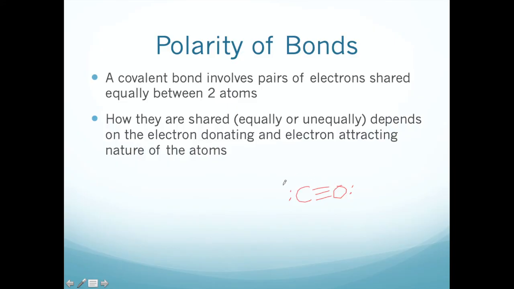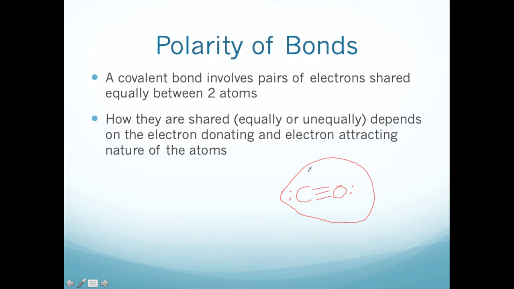So if we were to look at an electron density map of this molecule, okay, we would see more electron density around the oxygen than around that carbon. So the electrons are kind of sucked towards the oxygen. And this is a very asymmetrical sharing of these electrons. Okay. Now, there are different ways to show this rather than just drawing an electron density map like this.